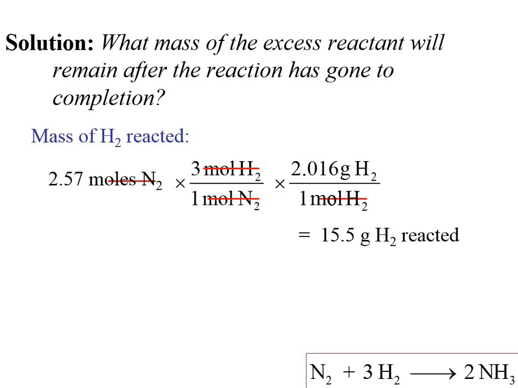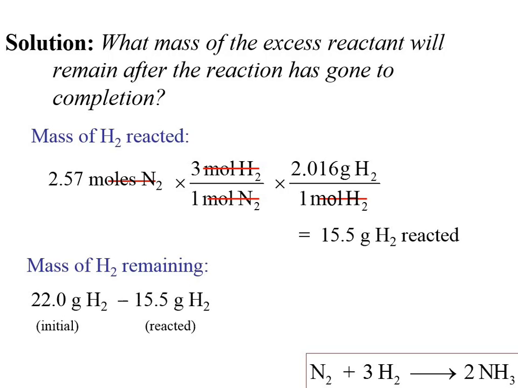Now let's say you get down here and you end up with a mass that's greater than what you started with, then you must have misidentified your limited reactant. It happens to the best of us. So we're not quite done to answer the question. All we need to do is take our have amount, which was 22.0 grams, minus 15.5 grams. And now we round according to decimals, which is 1 decimal. So that gives us 6.5 grams of hydrogen left over.